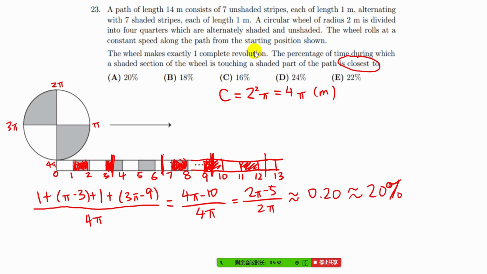But it asks us for the time. But for this question, the percentage of the time is equal to the percentage of the distance, because it says that the wheel rolls at a constant speed along the path. So it would be the same. And then we figure out the percentage of the distance where a shaded section is touching a shaded section of the path, and that would be 20%. So we choose A.